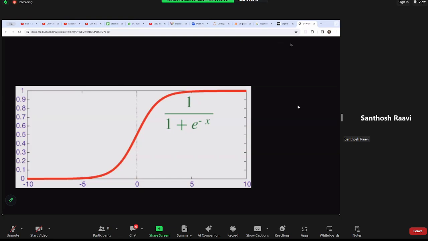Guys, any clarification you still need, any doubts in this? Yeshwant, okay, what about others?